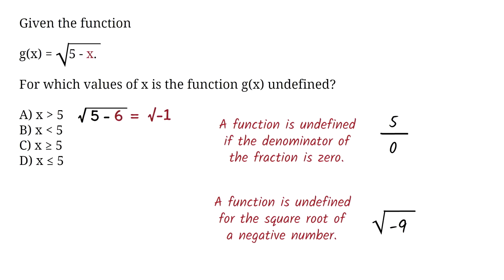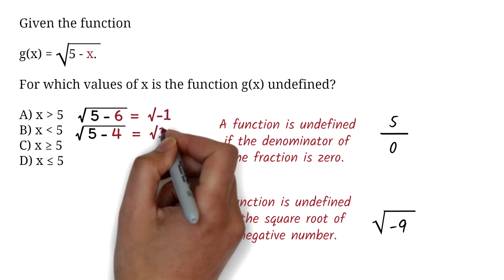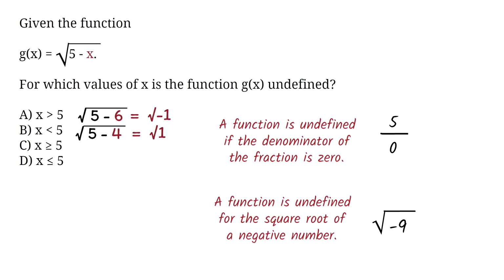Option B is obviously wrong. Option B says, when x is less than 5. We pick the number 4 and test it. 5 minus 4 is 1. This is not negative, so it is wrong.